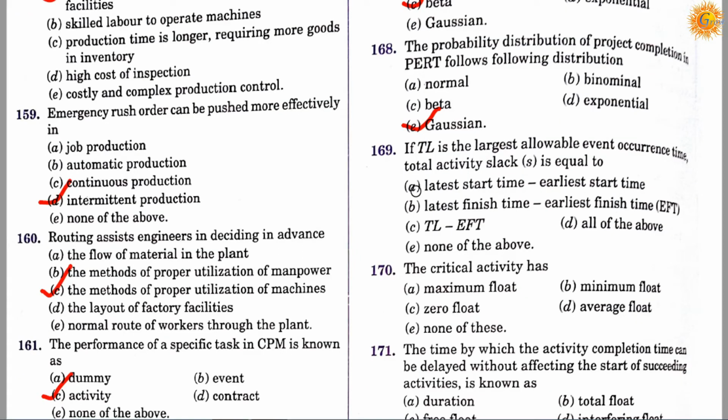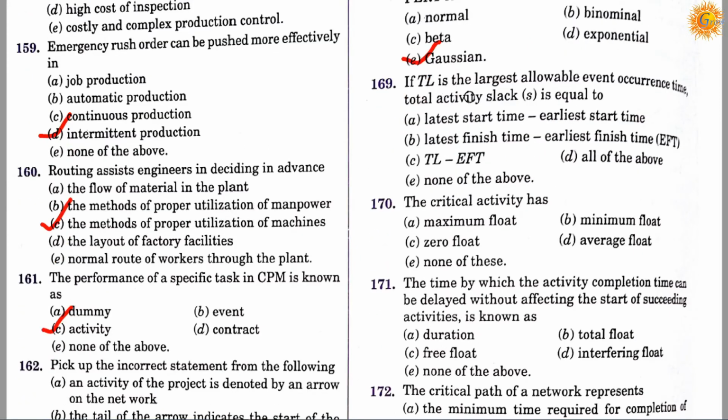Question number 169. If TL is the largest available event occurrence time, total activity slack S is equal to: option A, last start time minus earliest start time; option B, last finish time minus earliest finish time, EFT; option C, TL minus EFT; option D, all of the above; option E, none of the above. Correct answer is D, all of the above.